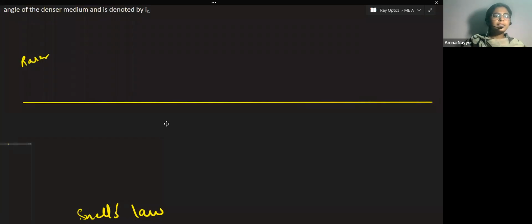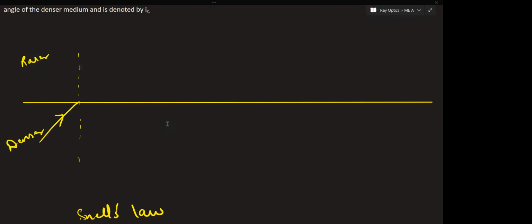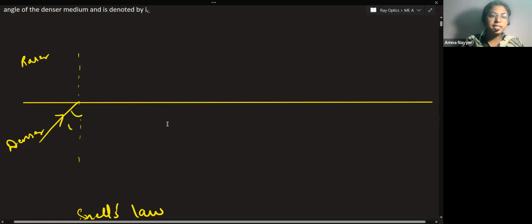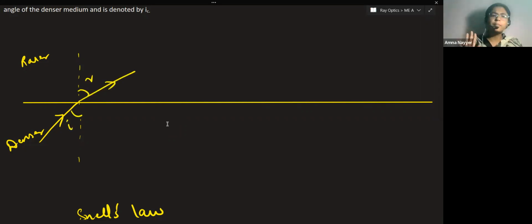Let's say this is the rarer surface, this is the denser surface. Now this is the normal that has been dropped. So a ray of light is incident from the denser surface and it is going into the rarer surface. Now, see, if a ray of light is incident, this is the angle of incidence, this will get refracted. This is simple refraction. This is what we have studied. Simple laws of refraction are this only.